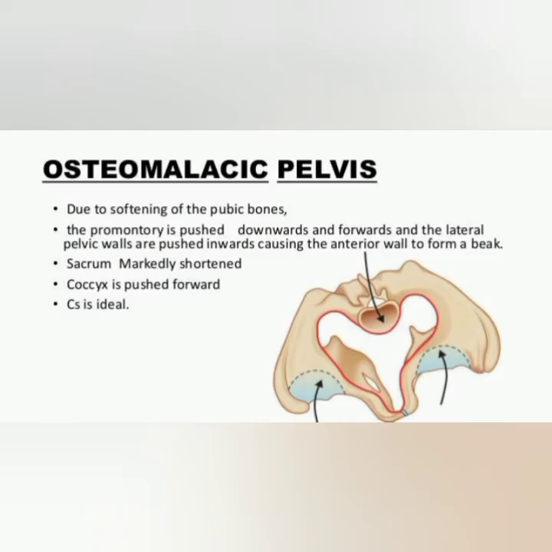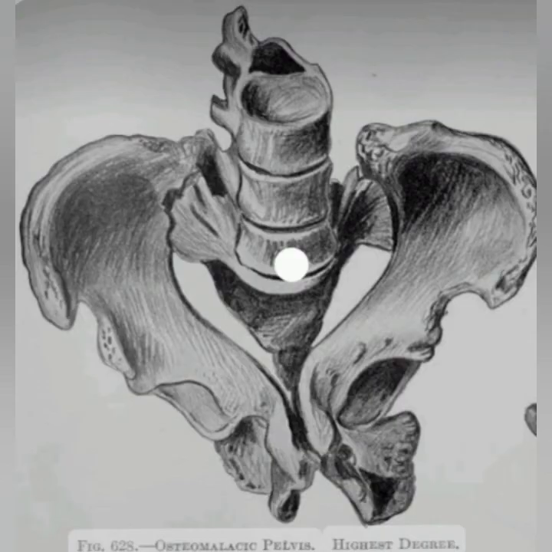Second is the osteomalacic pelvis. Here, due to the softening of the pelvic bones, the promontory is pushed downward and forward, and the lateral pelvic walls are pushed inwards, causing the anterior wall to form a beak-like structure. Then sacrum is markedly shortened, coccyx is pushed forward. This is the diagram showing osteomalacic pelvis.